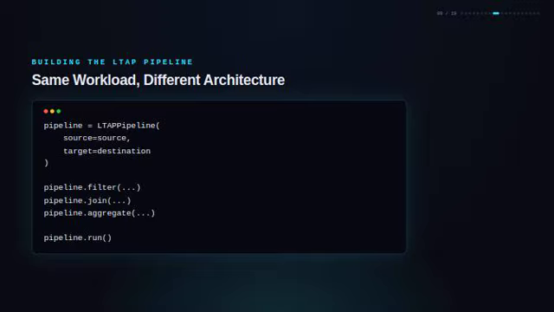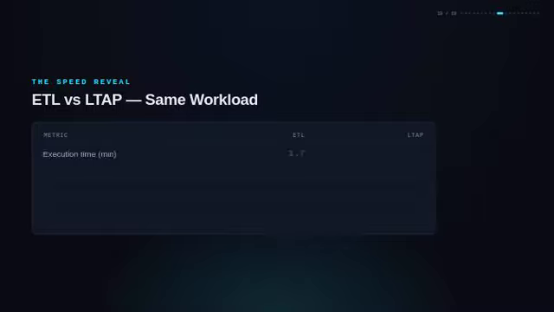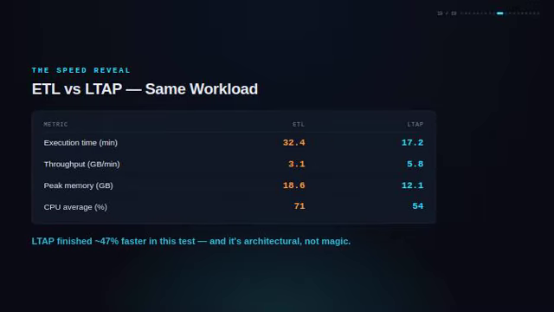The important part is that we are avoiding unnecessary intermediate movement wherever the architecture allows it. Now, let's run the benchmark. The pipeline is running, data is moving, transformations are executing at a time. Now let's put the numbers side by side, and there it is. LTAP completed the workload significantly faster in this test.